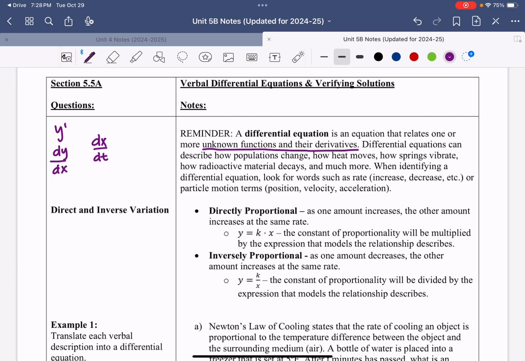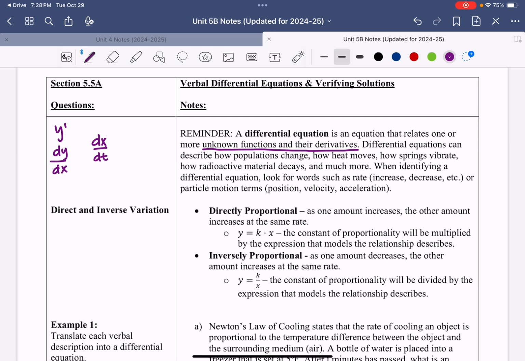To me, that almost reminds me a little bit of related rates. Related rates fit in with this if we think of those rate equations as being differential equations. Something's changing in relation to something else. For instance, differential equations can describe how populations change, how heat moves, how springs vibrate, how radioactive material decays, and much more.